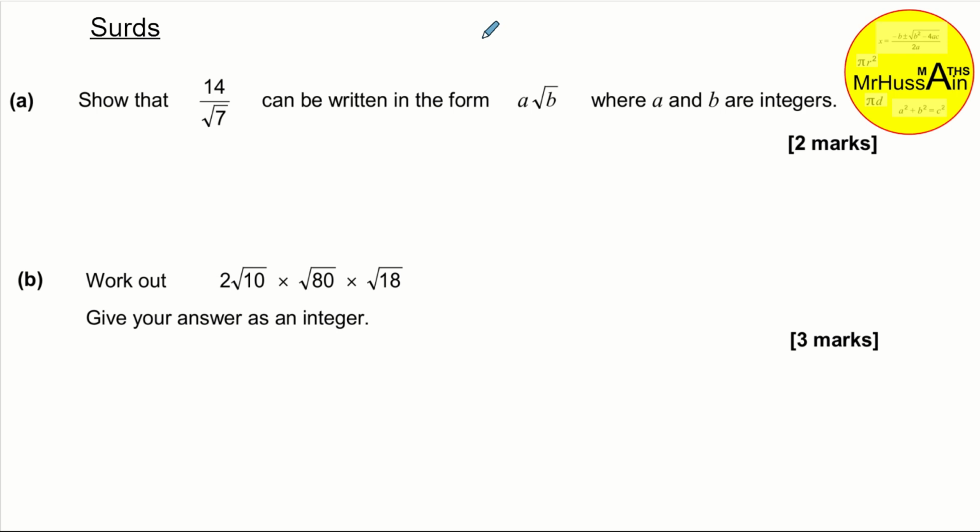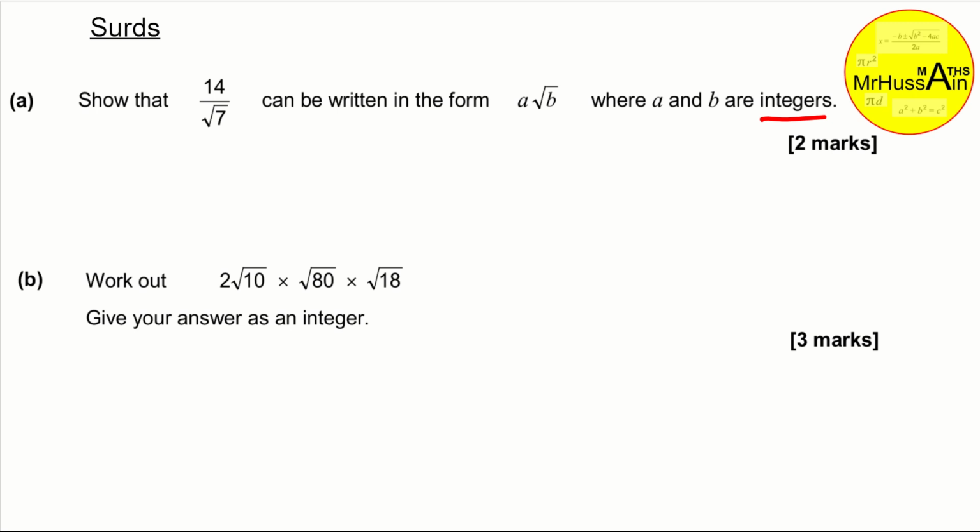So we have a Surds question. This question actually came from very much towards the end of the paper. A, for 2 marks, show that 4 over root 7 can be written in the form of a root b, where a and b are integers. Integers means whole numbers, so you must make sure you understand that. So you're basically getting rid of the fraction and you are going to have integers, which is whole numbers.